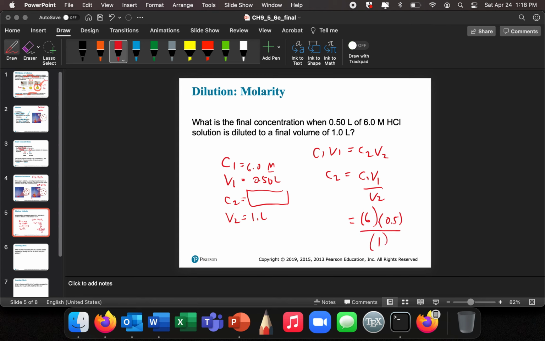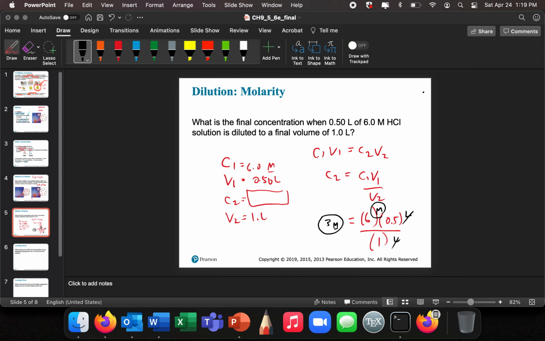Okay? So it looks like it's going to be, and let's put the units in here. This was molar. This was liters, and that was liters. Liters cross off, so it's going to be molar. Looks like it's going to be 6 times 0.5 is 3, right? And there's our answer. It's going to be 3 molar.